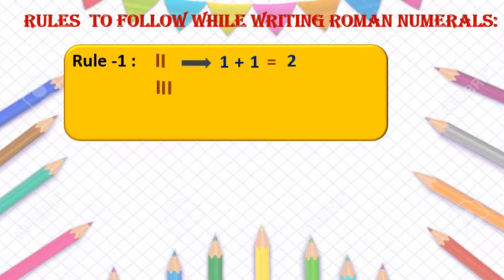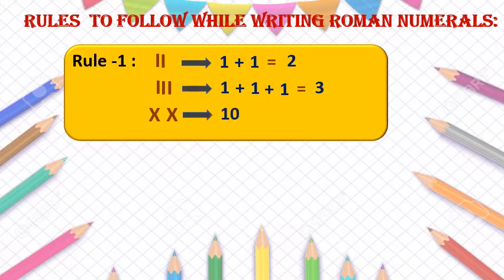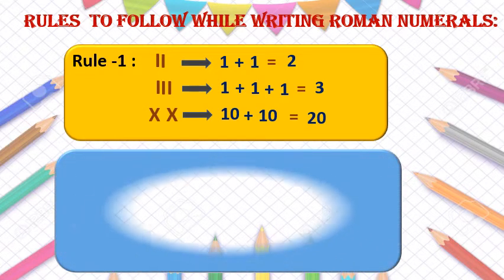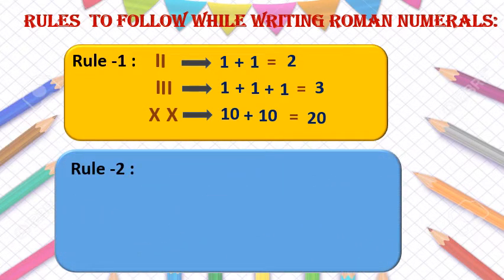Now 1 I will write thrice, 3 times. Means the value is 1 plus 1 plus 1. So the sum is 3. Right? One more we will take. 2 times X is nothing but 10 plus 10, that is equal to 20. Got this? Means if we write the same number consecutively, then we add and we will get the total value of that number. Okay, we will move to rule number 2.